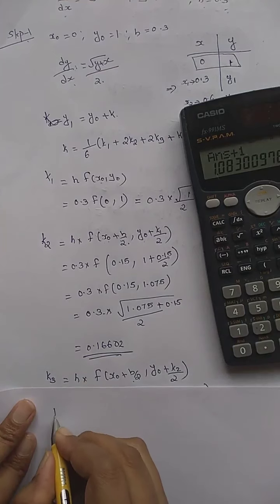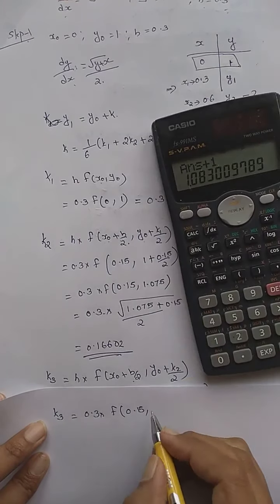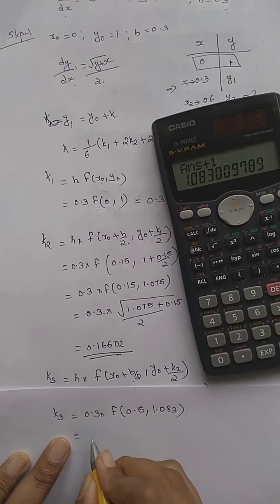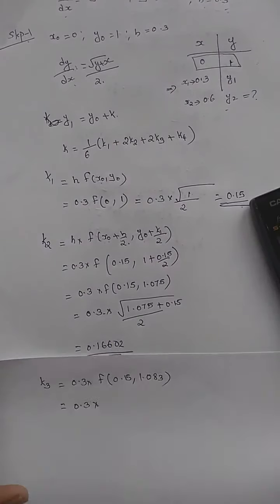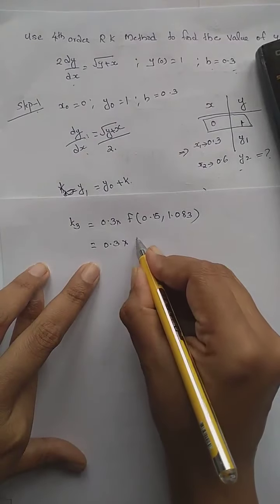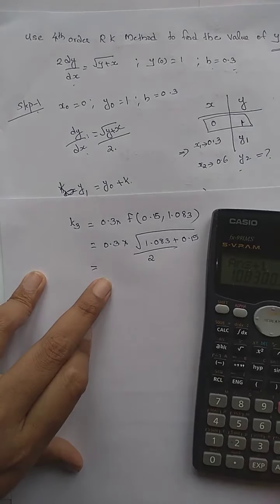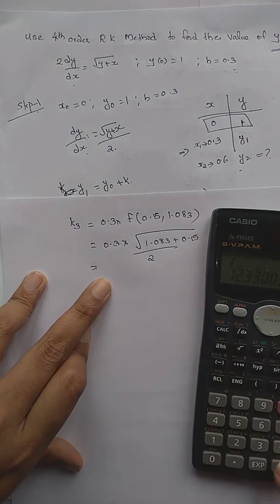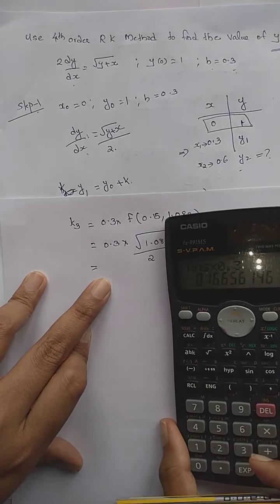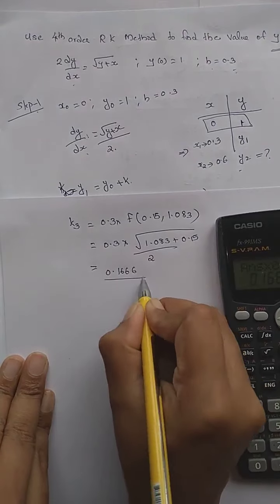1.083. So K3 value is equal to 0.3 into function of 0.15 comma 1.083. Now we have to substitute it in our equation and get the correct value. That is equal to 0.3 into what is the function? Root of y plus x, isn't it? The function is root of y plus x. So that is root of y is 1.083 plus x is 0.15 divided by 2, plus 0.15, and the root answer you will get divided by 2. You will get a value and into 0.3, that is equal to 0.1666. That is our K3 value.